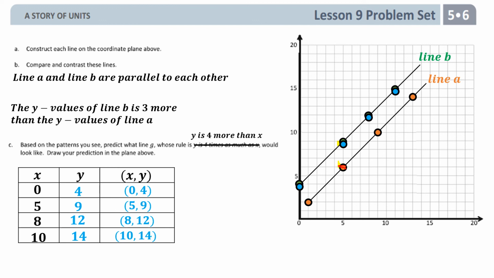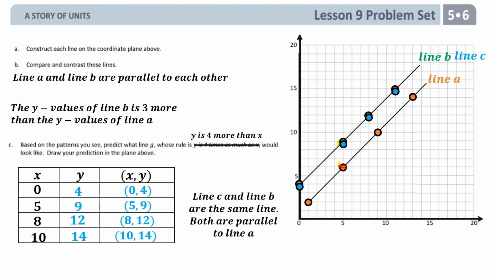I sort of had to move those blue points a little bit below just to show you that they are overlapping with the points that are on line B. And so line B and line C are the same line. And because line B and line C are the same line, the same way line B was parallel to line A, line C is also parallel to line A. Line C and line B are not parallel to each other because they are both touching each other. They are the same line. They're not parallel to each other, but they're both parallel to line A.